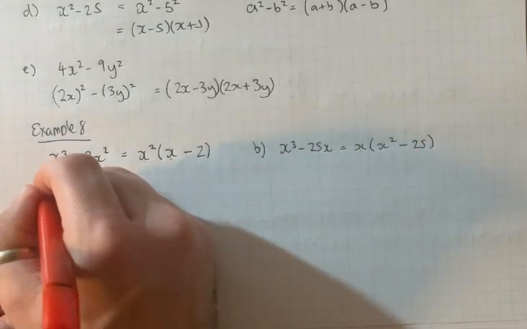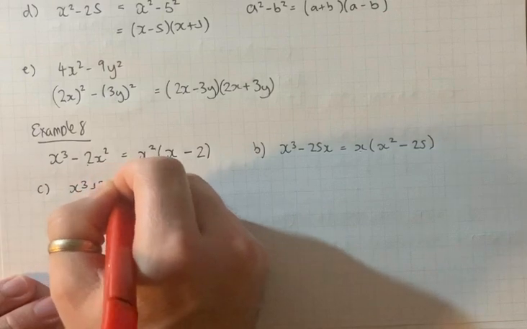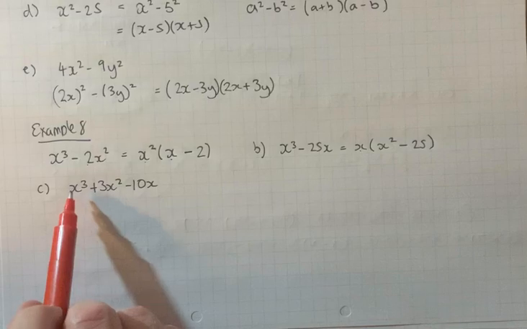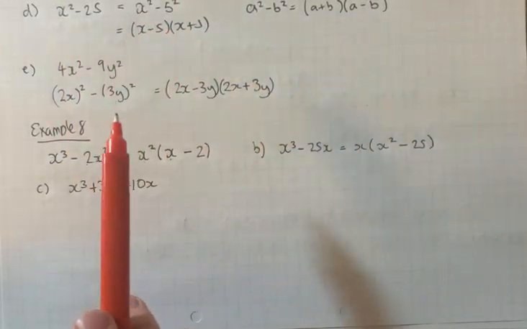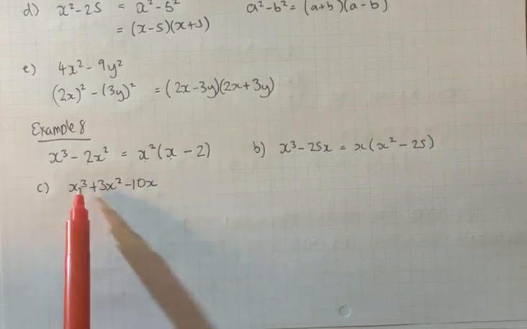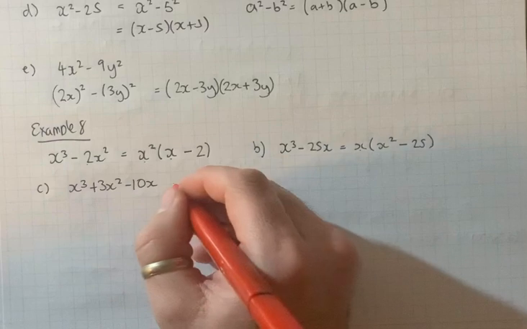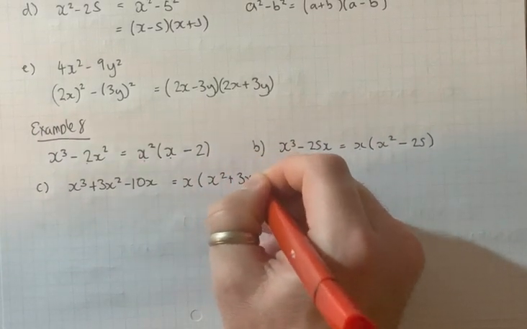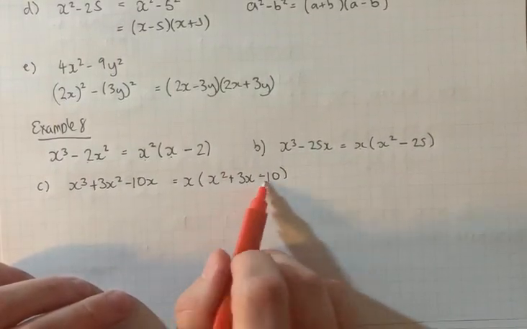Last one. x cubed plus 3x squared minus 10x. Okay, for this one, because we've got an x, it looks like a quadratic like we were doing in C in the last example, but it's not quite because we've got x's in all of them. And because we've got x in all three terms, we can actually take x out straight away. And then you can treat this how we solved A and B.